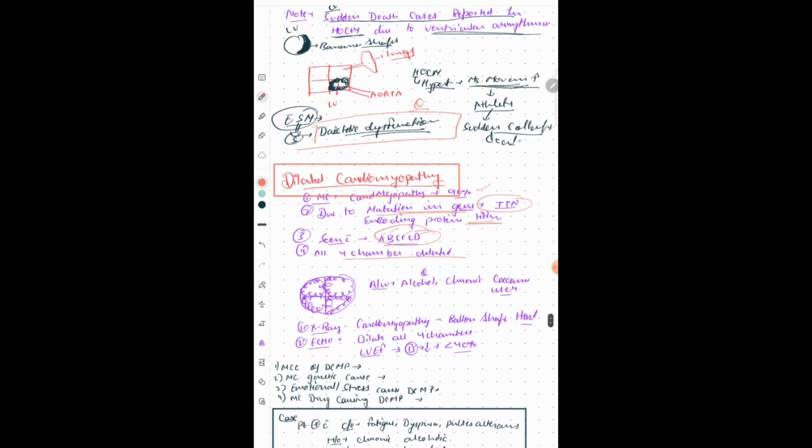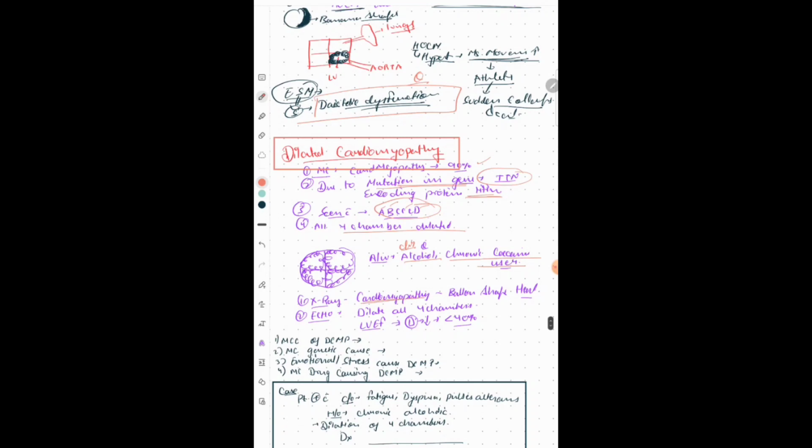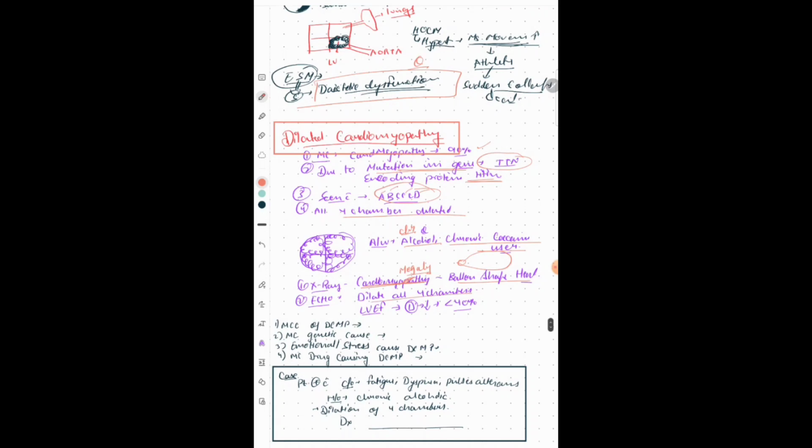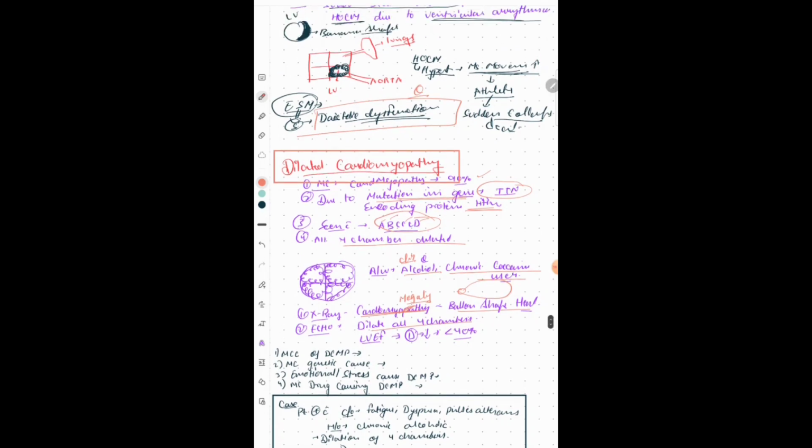The patient is associated with chronic alcohol use plus chronic cocaine use. On X-ray, cardiomegaly is seen, a balloon-shaped heart with dilatation of four chambers. I already told you that in dilated cardiomyopathy the flow of blood is decreased, which means ejection fraction is decreased.